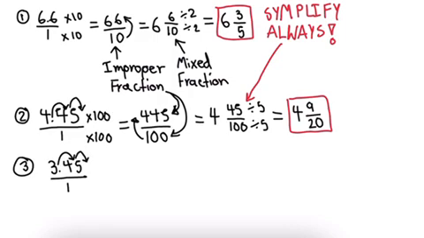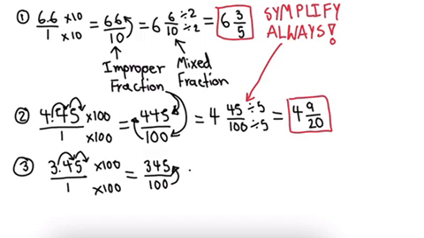And we have to do the same thing as we did in question 2. We need to move the decimal 2 spots to turn it into a whole number. So that means we have to multiply it by 100. Whatever we do to the top, we do to the bottom. And we would get 345/100, or 345 over 100. And now we get an improper fraction as we did for the previous questions 1 and 2.